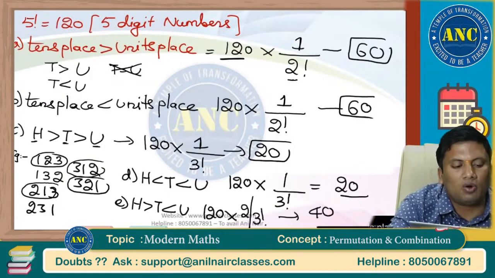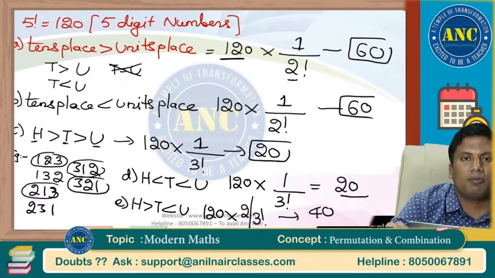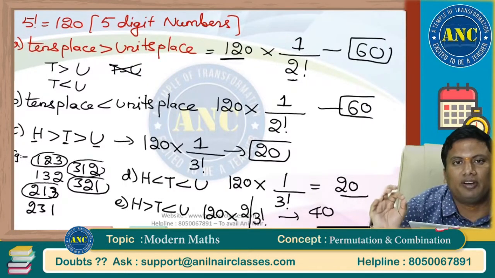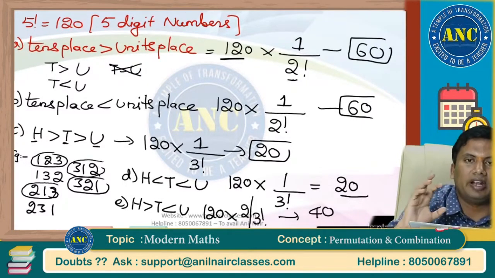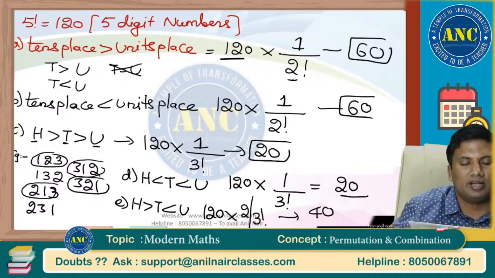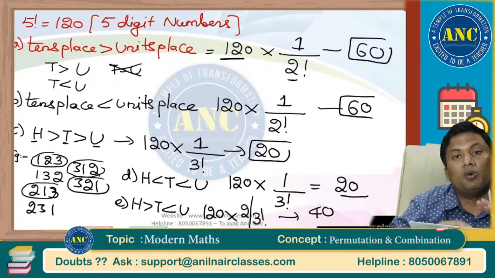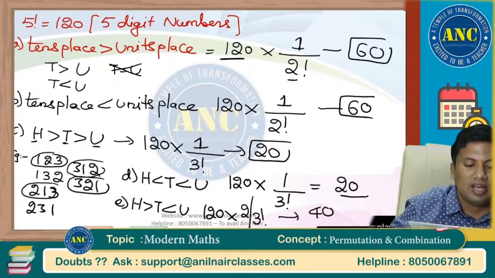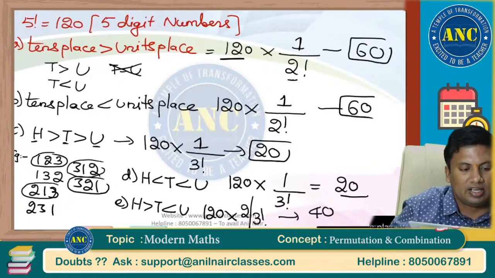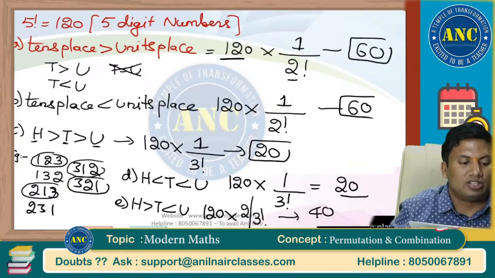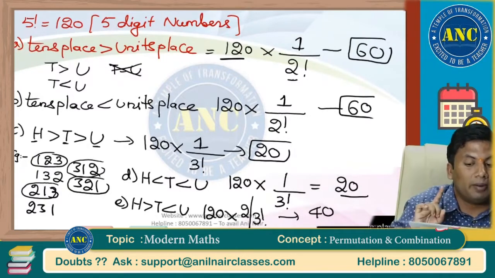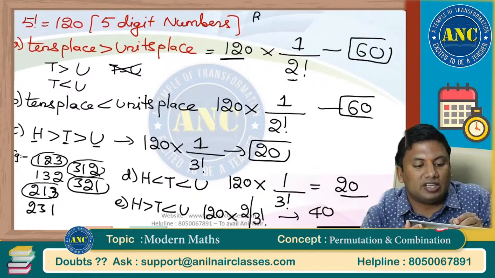There is no counting required in any of these problems. This is a beautiful way of first finding out total how many numbers, then finding out in how many ways these place values can be arranged among each other. Remember, the repetition of the digits is not allowed.